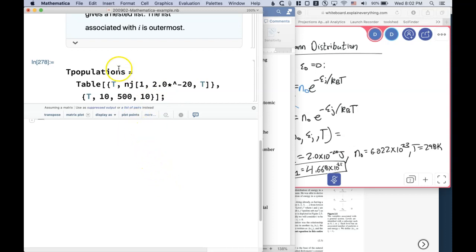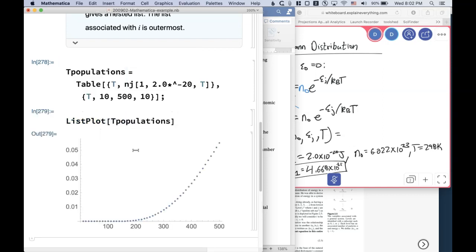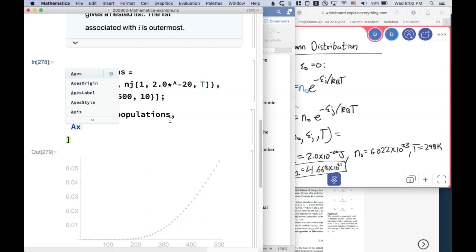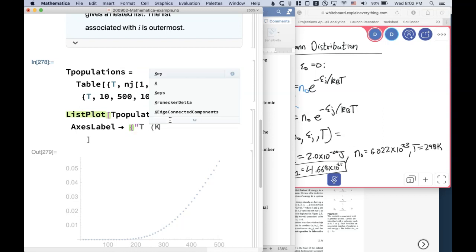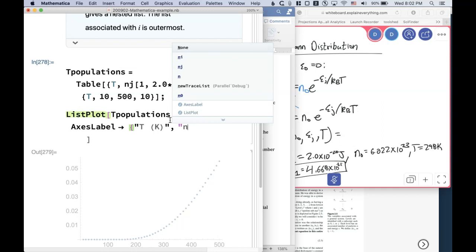The last piece of it was plotting it. So once I have the ordered pairs, I can just pass it to ListPlot. So ListPlot takes those ordered pairs, and we can see what happens here, right? So maybe I'll add some nice labels here, right? So the axes labels: the x-axis is temperature in Kelvin, and the y-axis is that population n sub 1 in moles.